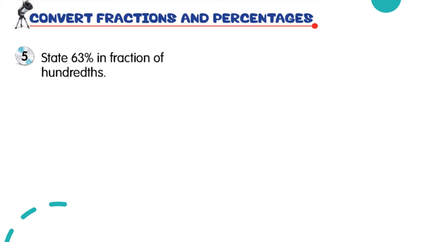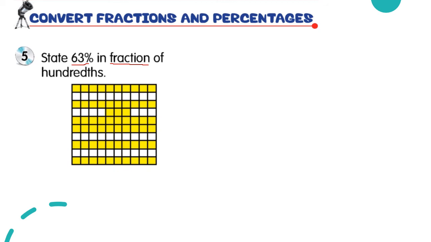So this one is percentage. Now you want to change it to fraction. Okay, by using again the 100 grid. This one shows 63 out of 100. So because it is 63% out of 100, we can write it as 63 over 100. So this is the answer. Easy, right? 63% means 63 over 100.